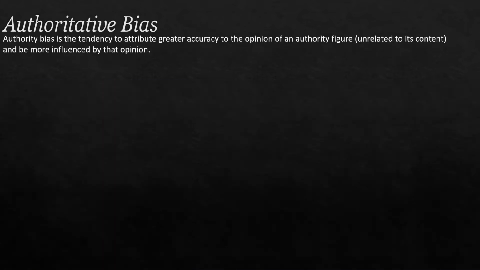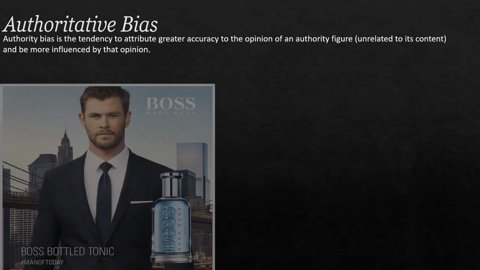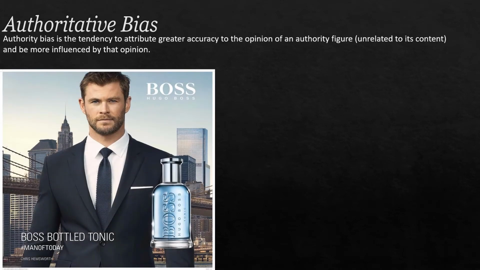Nextly, we have the authoritative bias, and it is defined as the tendency to attribute greater accuracy to the opinion of an authority figure, who may or may not be related to its content, and be more influenced by that opinion. Now, for this example, I picked up this advertisement by Hugo Boss, wherein they have Chris Hemsworth as their ambassador, and just due to his presence beside the product or him promoting the product, a lot more people end up buying the product as compared to if he was not on the poster or he was not their ambassador.